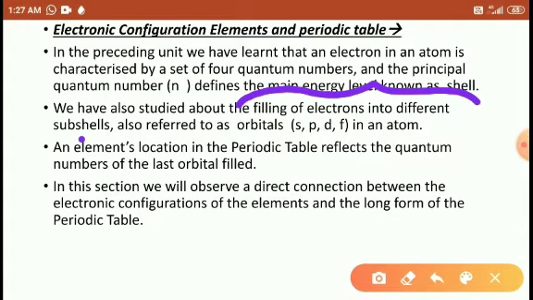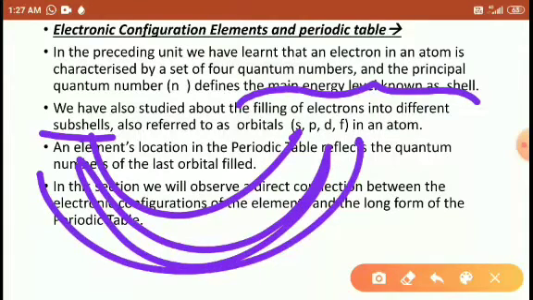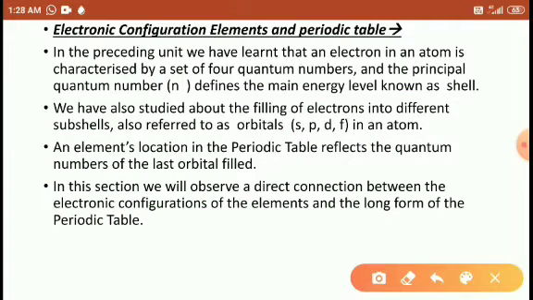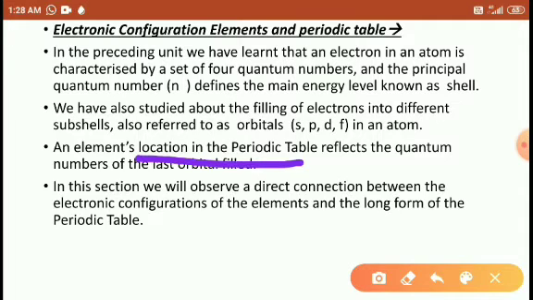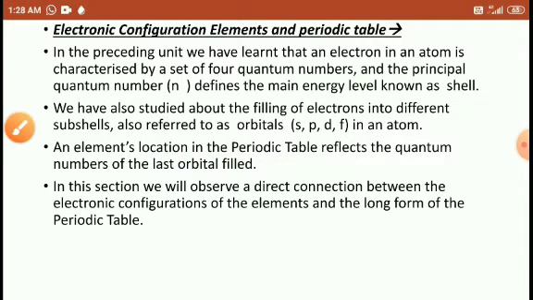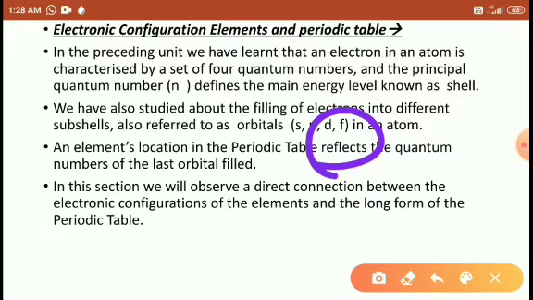Students, whatever electrons are there in the atoms are shifted into the subshells of the atom: subshell S, subshell P, subshell D, subshell F. Subshells are also called orbitals. Right, students? In the periodic table, the location reflects the quantum numbers. The periodic table is completely similar to the four set of quantum numbers, right?